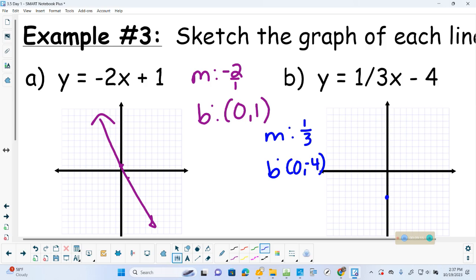So from your y-intercept, from your point, we're going to go up 1, right 3. Up 1, right 3. And draw it. I'm guessing you know how to do this too, right? Is this anything new? No? Okay. Any questions on these? Do you miss proofs yet?